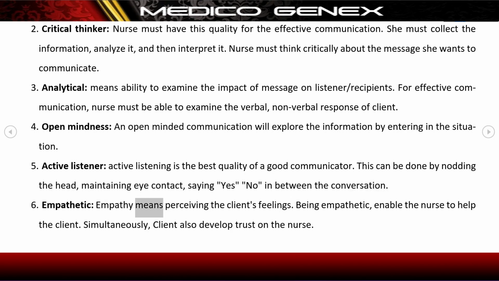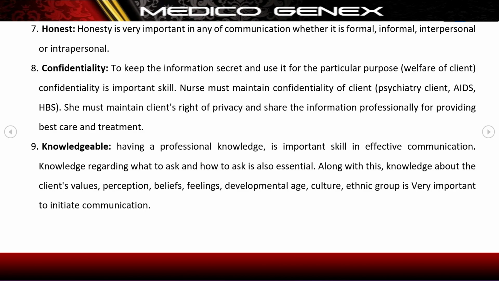Empathetic: empathy means perceiving the client's feelings. Being empathetic enables the nurse to help the client. Simultaneously, client also develops trust in the nurse. Honest: honesty is very important in any communication, whether it is formal, informal, interpersonal, or intrapersonal.